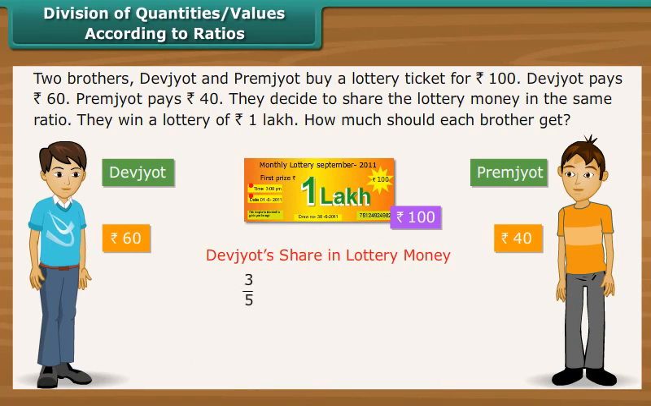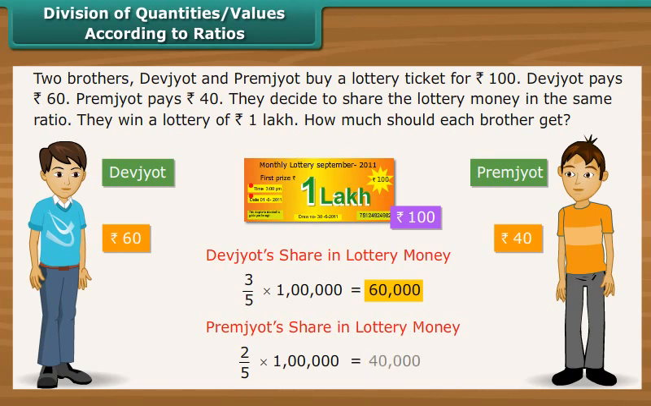Devjot's share in the lottery of ₹1 lakh is ₹60,000. Premjot's share is ₹40,000.